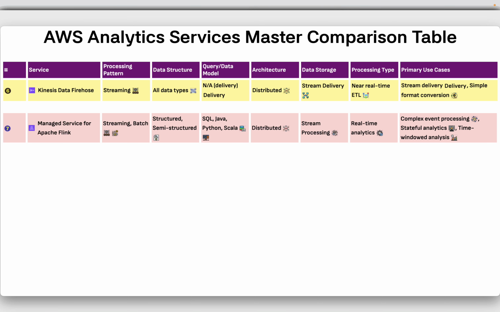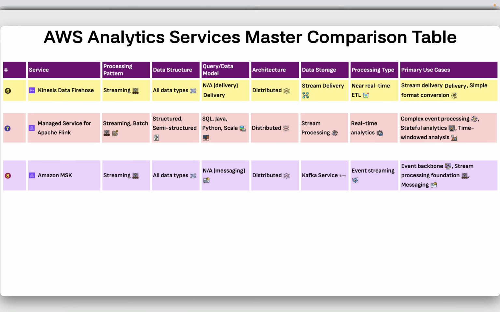Then comes Managed Service for Apache Flink. Processing pattern is streaming as well as batch. Data structured as well as semi-structured are applicable. Query and data model, so you can use SQL, Java, Python, and Scala. Architecture, distributed. Data storage, stream processing. Processing type, real-time analytics. Primary use cases, complex event processing, stateful analytics, and time-windowed analysis.